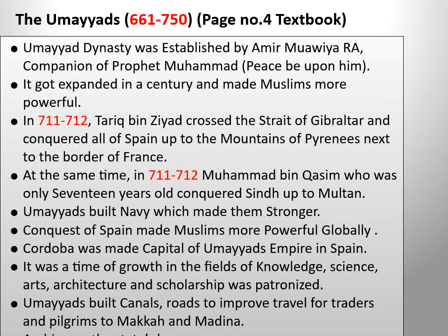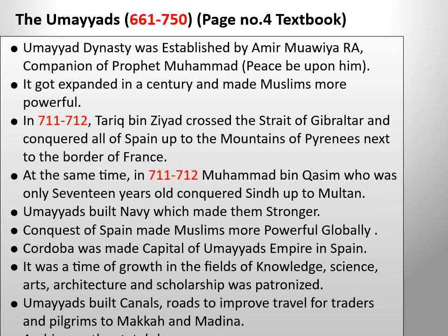In 711 and 712, Tariq bin Ziyad crossed the Strait of Gibraltar and conquered all of Spain up to the Pyrenees mountains next to the border of France. This is how these people worked for Islam, and how they expanded around the world. At the same time, in 711 and 712, Muhammad bin Qasim, who was only 17 years old, a young handsome boy, conquered Sindh up to Multan. This is how these people worked.